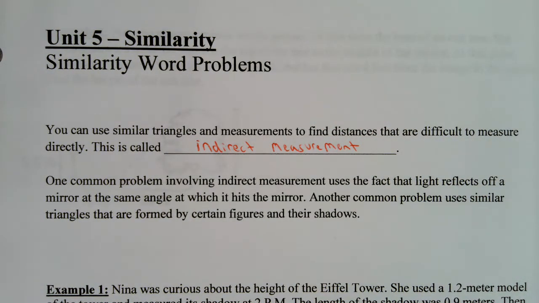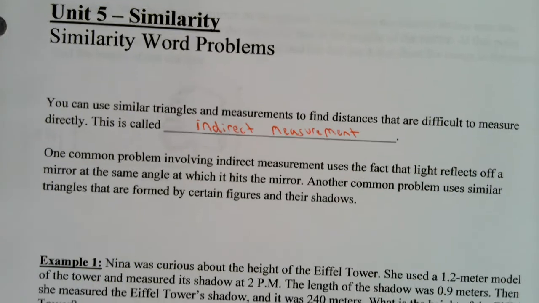One common problem involving indirect measurement uses the fact that light reflects off a mirror at the same angle in which it hits the mirror. Another common problem uses similar triangles that are formed by certain figures and their shadows. So I have some of each of those examples today, as well as some others.